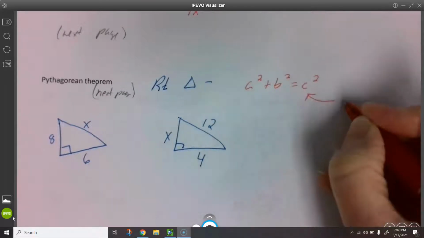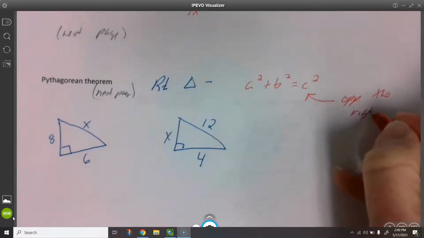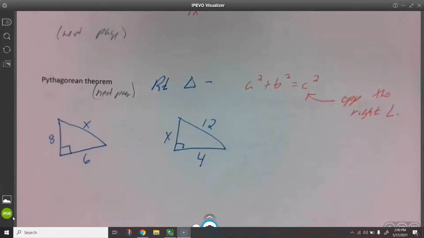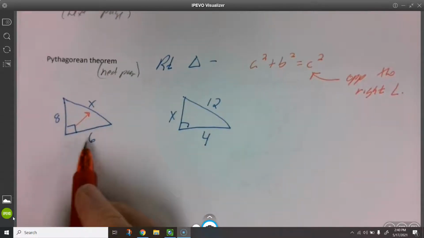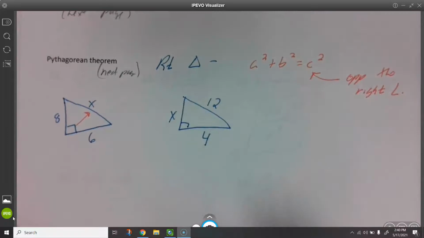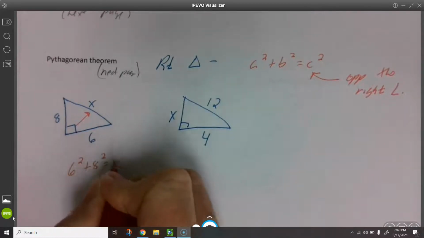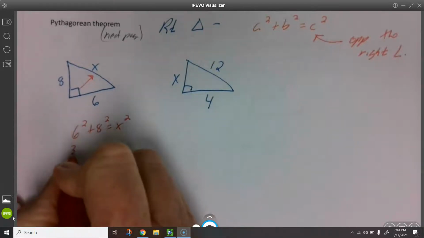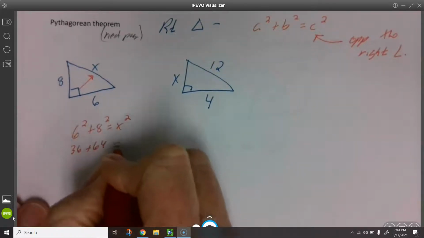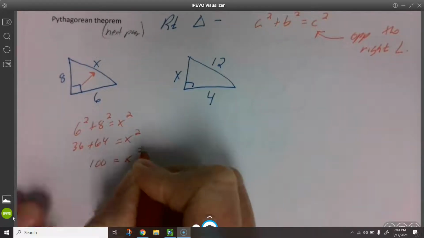C is always the side that is opposite the right angle. Okay? So this is my hypotenuse. So for instance, on this problem, one of these is a and one of them is b, and it doesn't matter. So I have 6 squared plus 8 squared is equal to x squared. And this one turns out nicely, I can tell you that. It's 36 plus 64 is equal to x squared. So that's 100. That's equal to x squared.